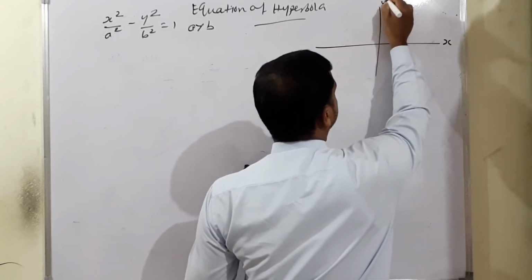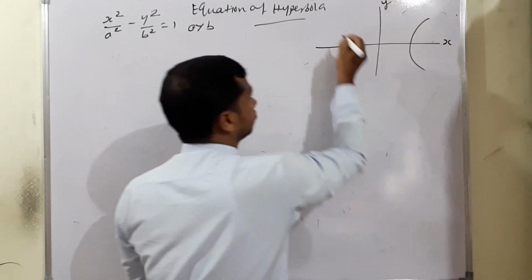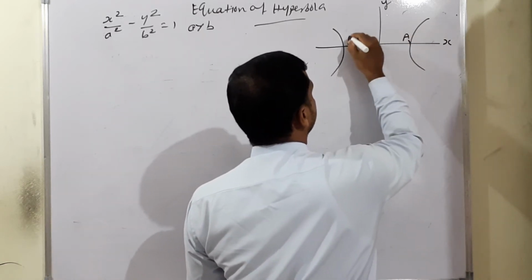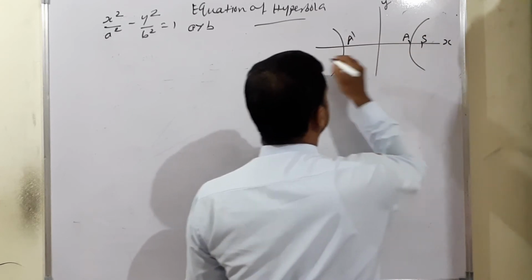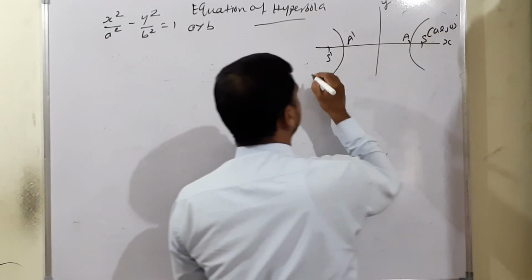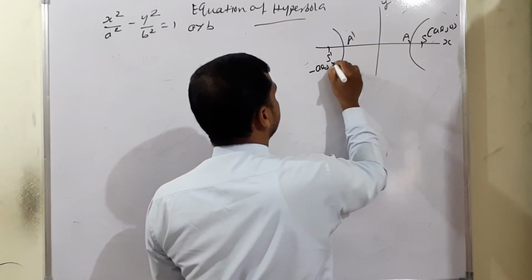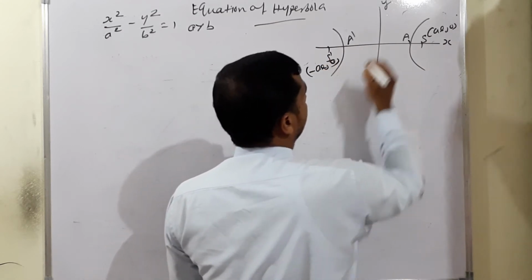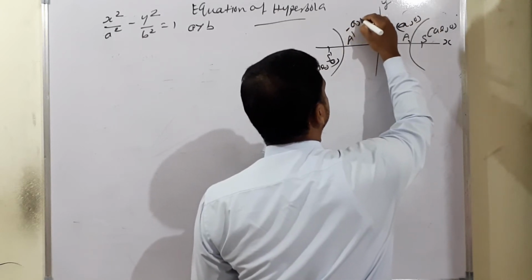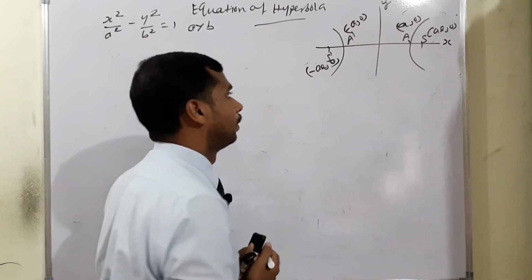Now moving to drawing the hyperbola diagram. This is the x axis, and this is the y axis. This is the hyperbola, with vertices A and A dash, and foci S and S dash. S we know is AE comma 0, S dash is negative AE comma 0. Then A is A comma 0, and A dash is negative A comma 0.